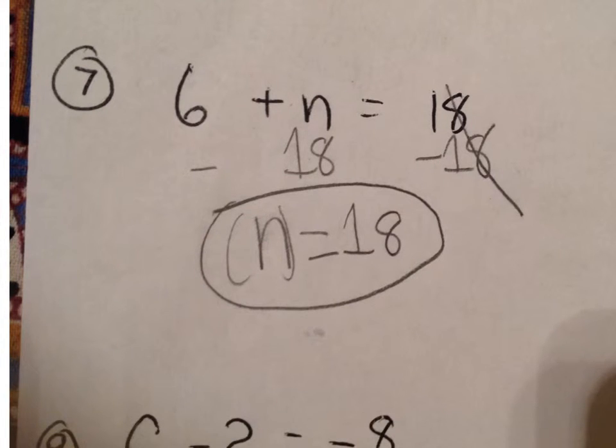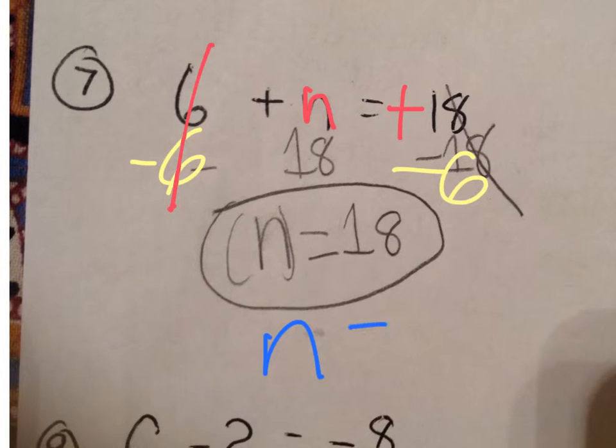One thing that I like that this student did is he or she did the inverse operation by subtracting 18 to both sides. But that's not what we want to do. We need to get the n by itself. So instead of subtracting 18 from both sides, let's subtract 6 from both sides. And I know that 6 minus 6 is 0, so all we're going to be left with is n equals, and 18 minus 6 is 12.